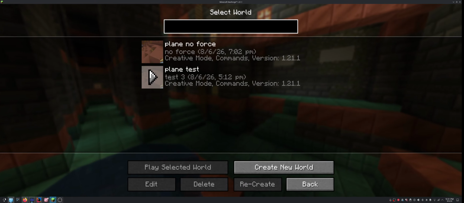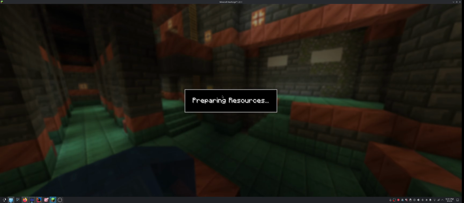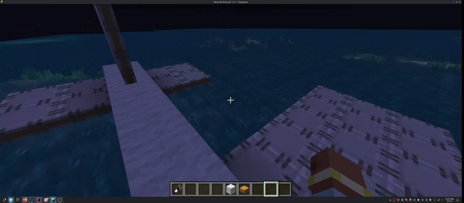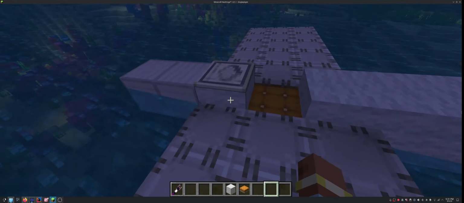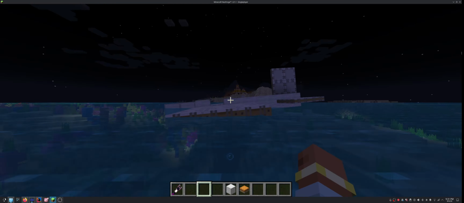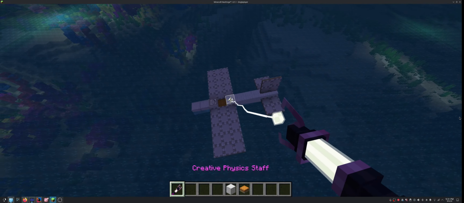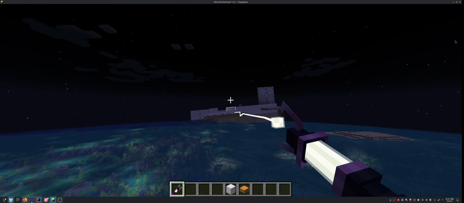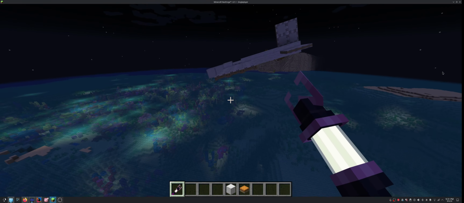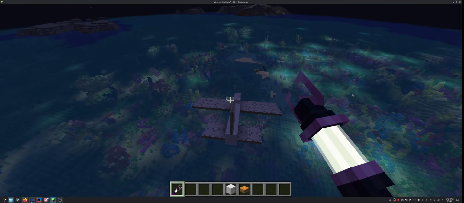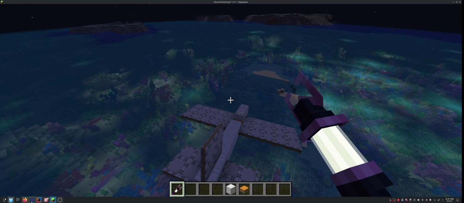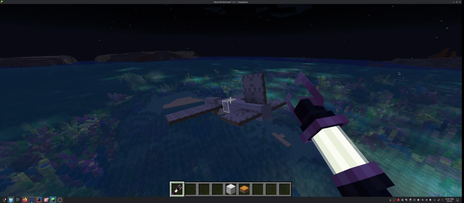You can see how it behaves here. Let's see. Here we go. This is just a test plane that I have created. If I drop it, there we go. It's gliding. So it is in fact working.